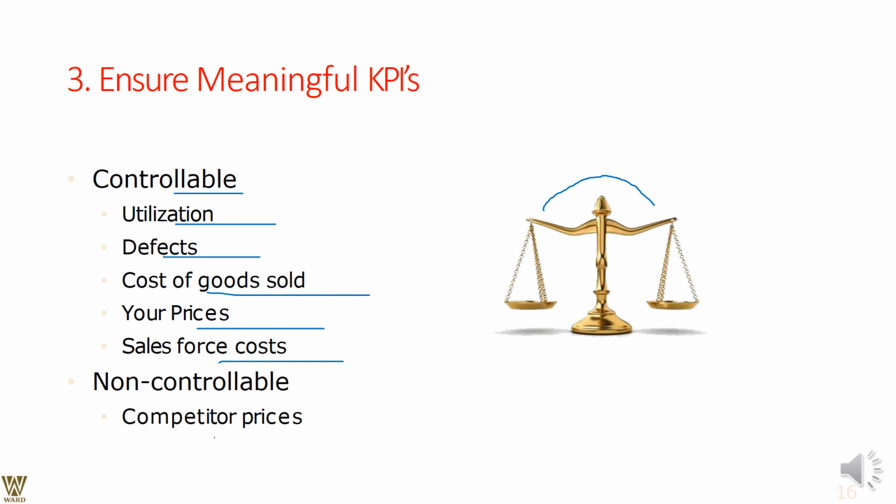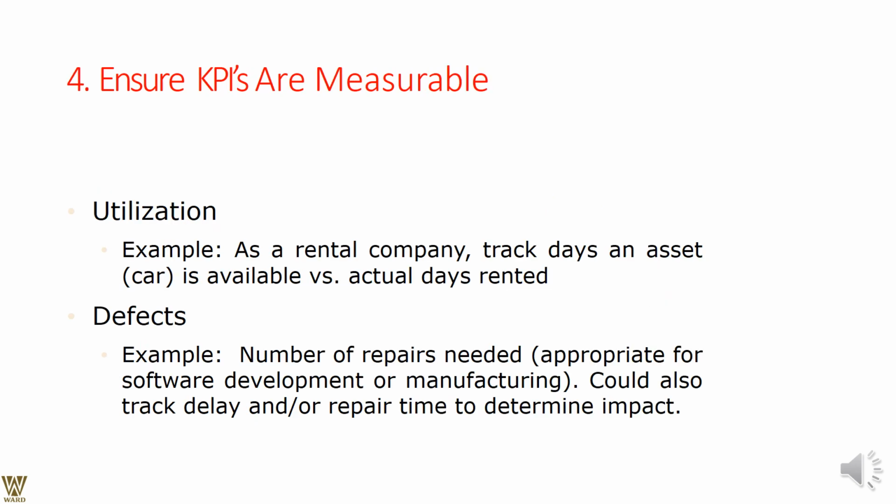Or competitors, what they do is beyond your control. We come to the fourth step, which is measurable. I have already stated that anything and everything that can be measured can be worked upon and improved upon. An example is a rental company that tracks the days an asset is available versus the actual days rented. So you can have productivity issues around it. We cannot have 100 trucks and only 10 billable days in a month. That means we are making a choice of not doing a wonderful job.